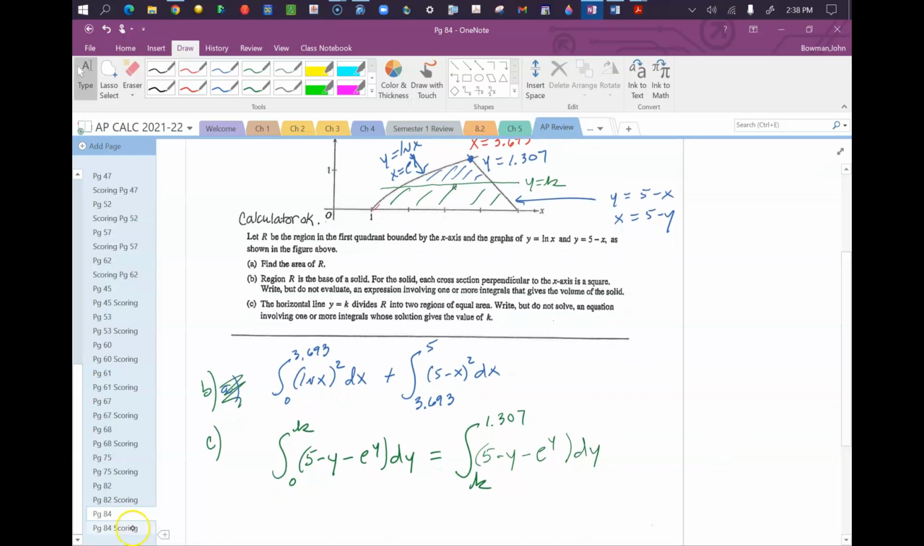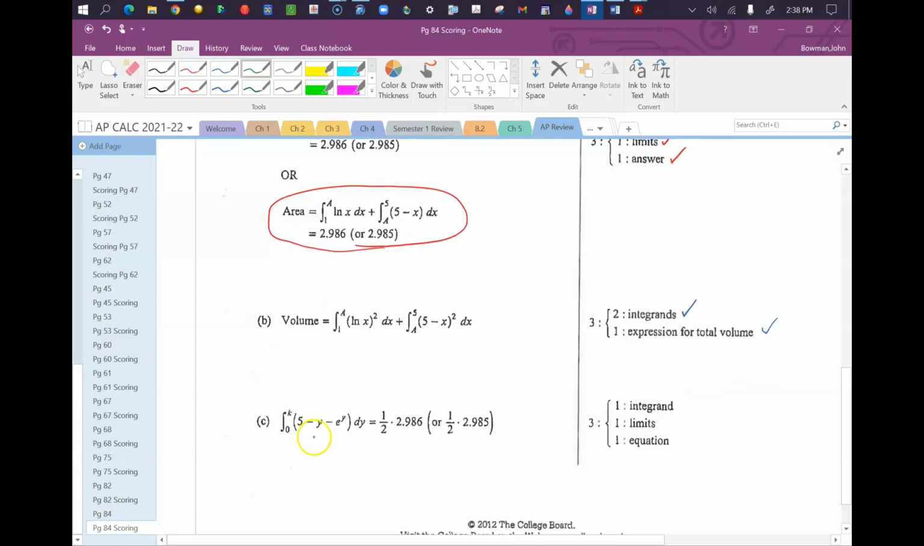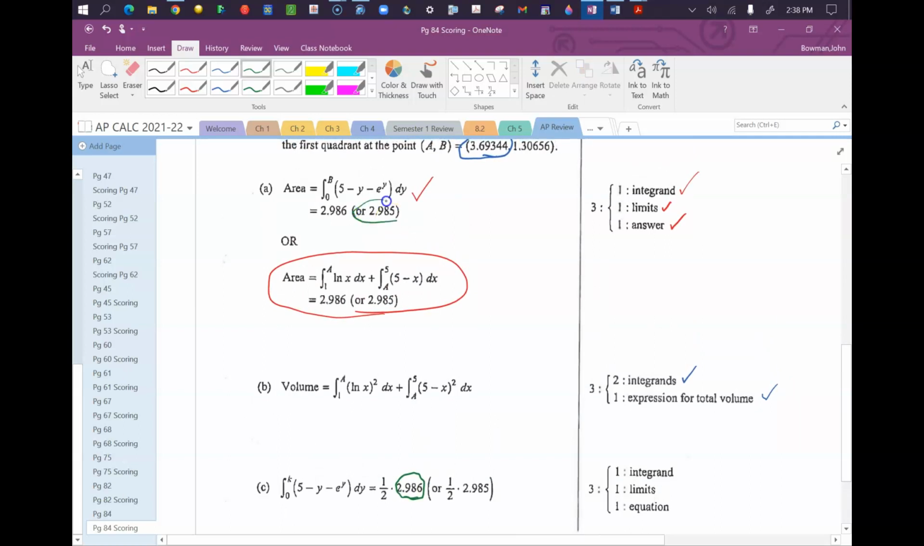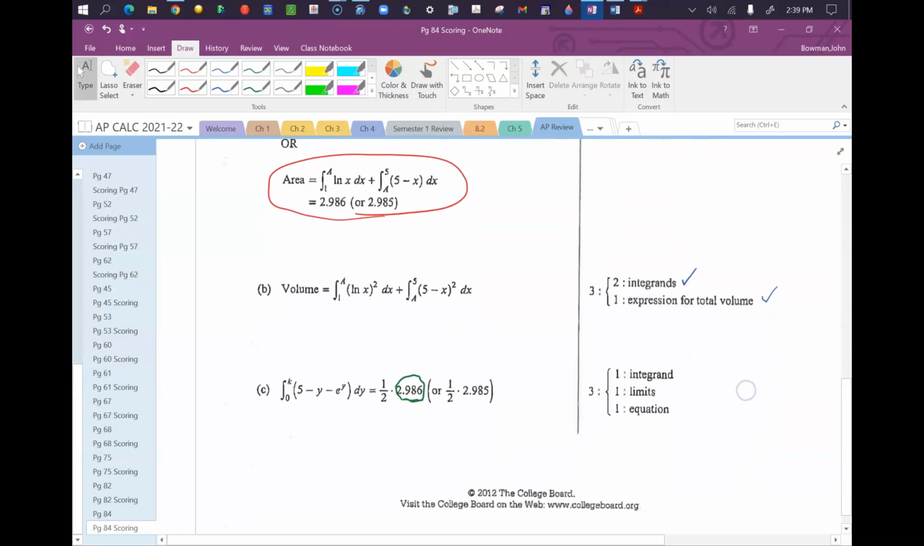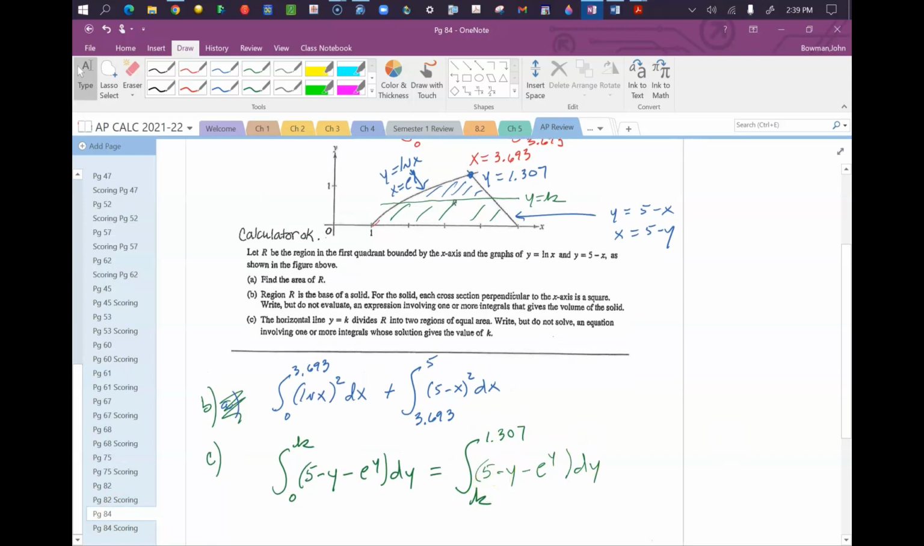Let's take a look at the scoring for that. 0 to k, 5 minus y minus e to the y dy is equal to 1/2 times the total area, which they got from the first part. That actually could be found the way we found it as well, by integrating from k to 1.307 of 5 minus y minus e to the y dy, which is another option for that.